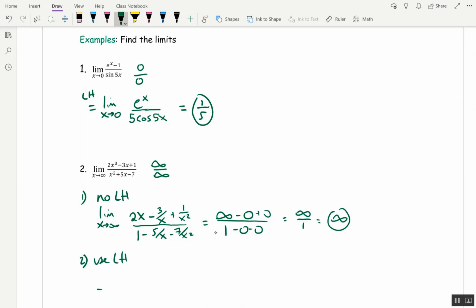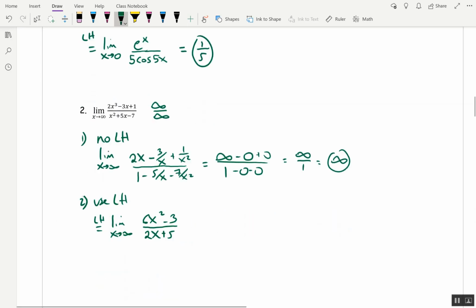So this is equal to, by using L'Hopital's rule, the limit as x goes to infinity. I take the derivative of the top, which is 6x squared minus 3, and I divide by the derivative of the bottom, 2x plus 5. Okay, now what do I get? I get infinity over infinity. Well, I can use L'Hopital's rule again.